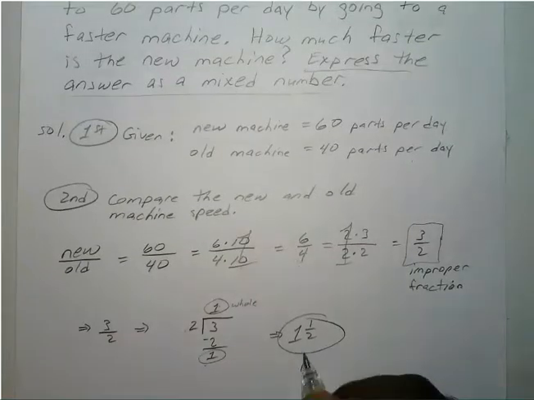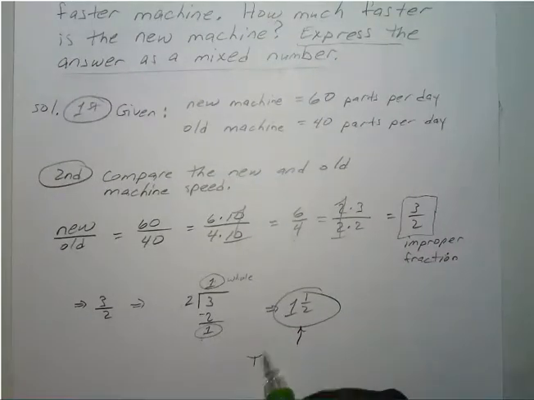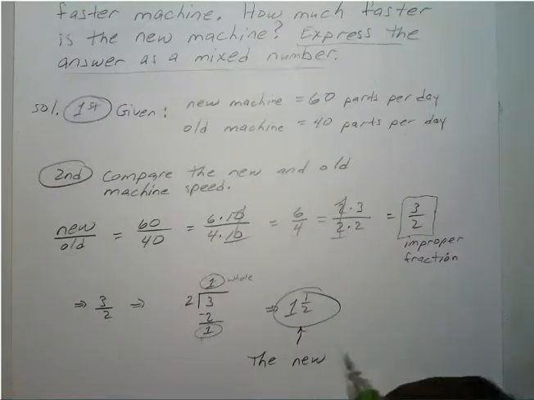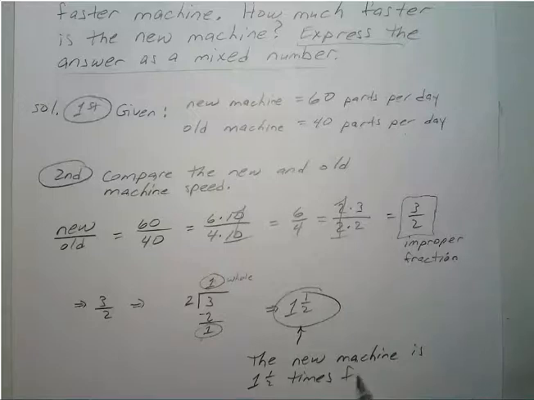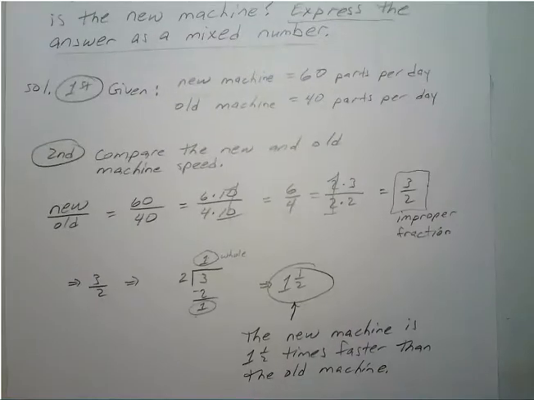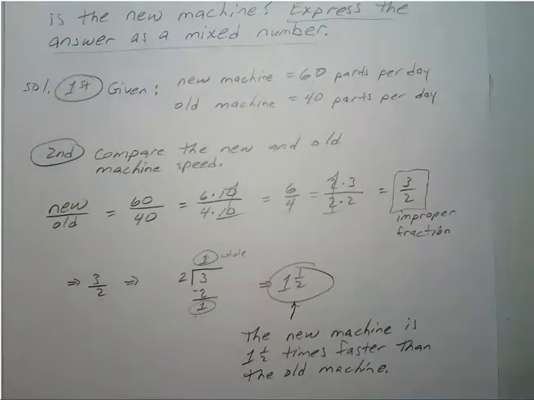Okay, so this means that the new machine is 1.5 times faster than the old machine. Oh, move that up a little. There we go. All right. So if you are still writing, by all means, feel free to press pause. But we're going to go ahead and go to our last example.